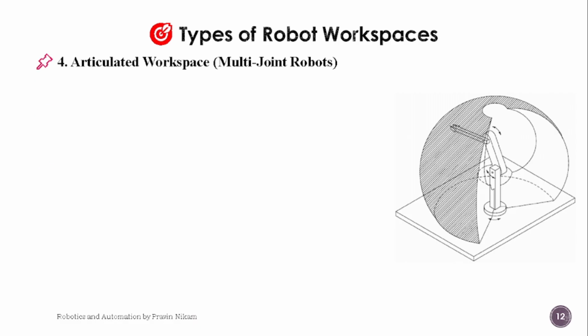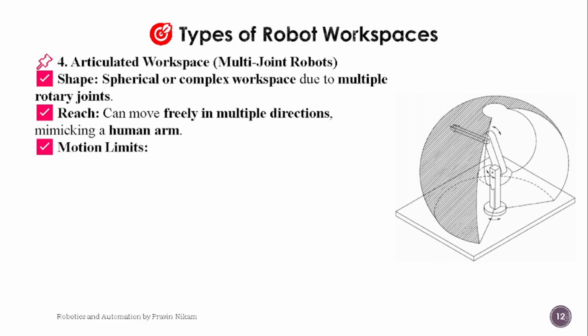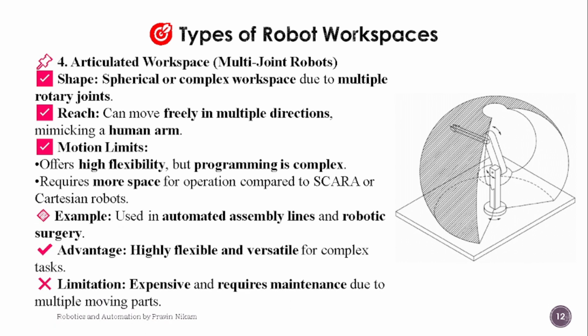And fourth type is articulated workspace, that is multi-joint robots. Shape: spherical or complex workspace due to multiple rotary joints. Reach: can move freely in multiple directions, mimicking a human arm. You can see in a diagram. Motion limits: offers high flexibility but programming is complex. Requires more space for operation compared to SCARA or Cartesian robots.